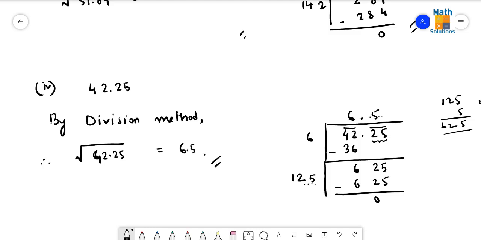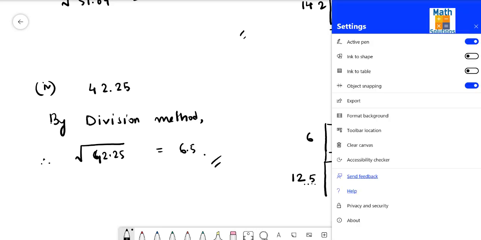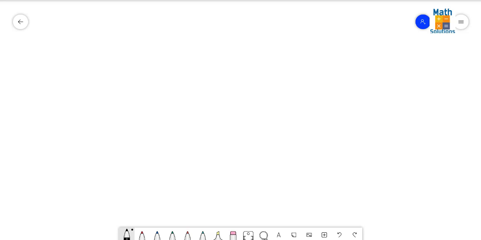So in the same way, the last number, Roman 5, can also be done. Next, let us come to question number 4. So this is question number 4 here. Now let us check what it says.